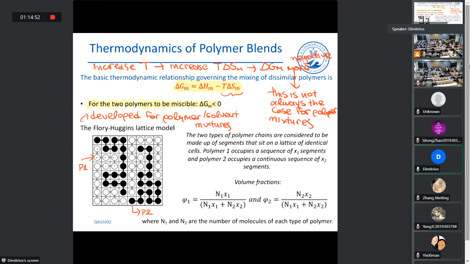In this case, the volume fractions are given by these two simple equations, where X1 and X2 are the number of segments for polymer 1 and polymer 2, and N1 and N2 are the number of molecules for each type of polymer. Okay, so in this case we have two types of molecules for the black one and two types of molecules for the white one, okay?